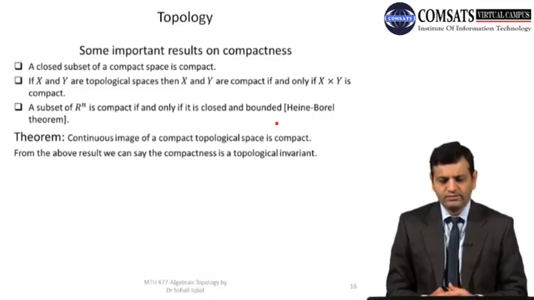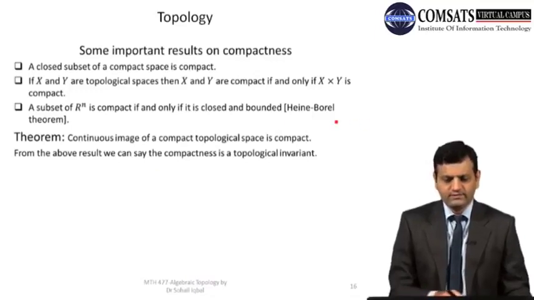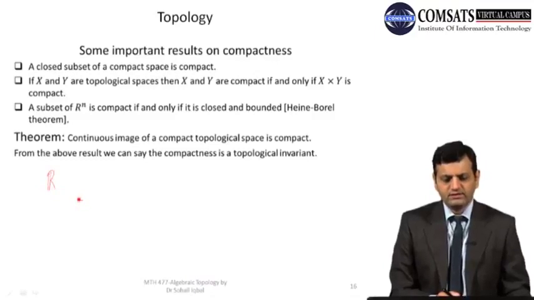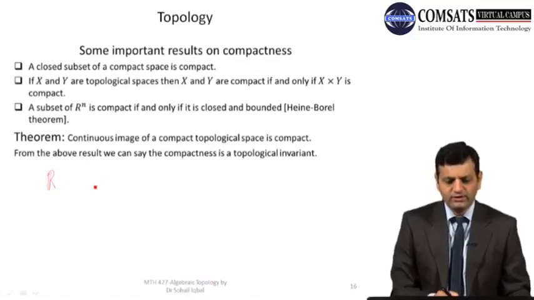And thirdly, the most important result on compactness is the result by Heine-Borel, also called the Heine-Borel theorem. A subset of R^n is compact if and only if it is closed and bounded. So according to this result, if I want to see what the compact sets of R are, for example, then they have to be closed and bounded. Closed means they have to be a union of closed intervals, and bounded means they have to be bounded.